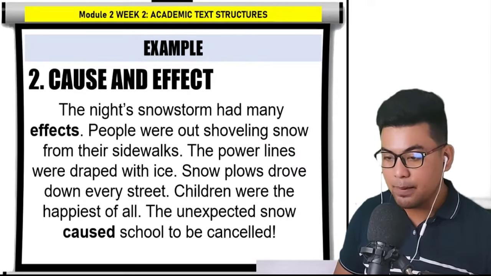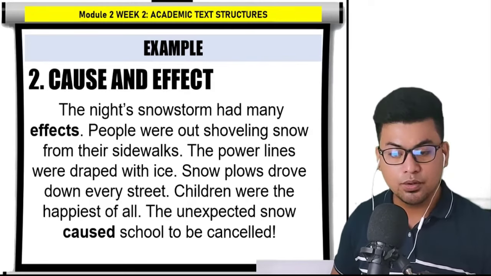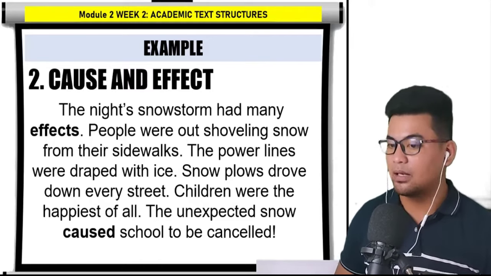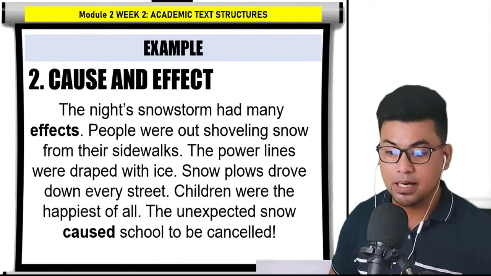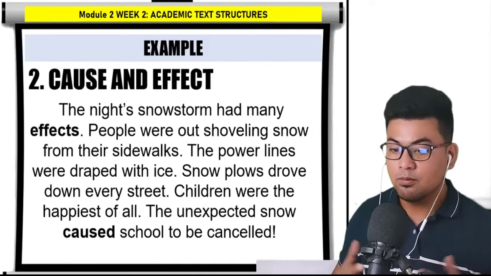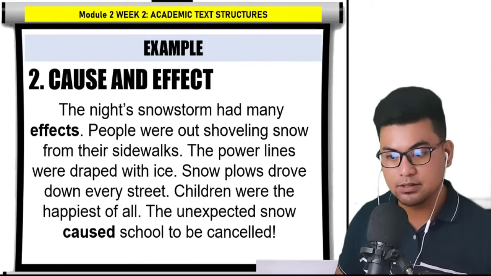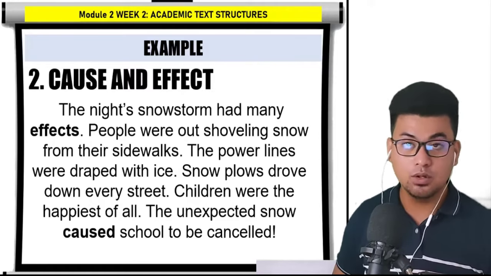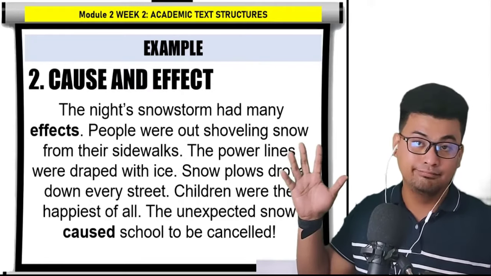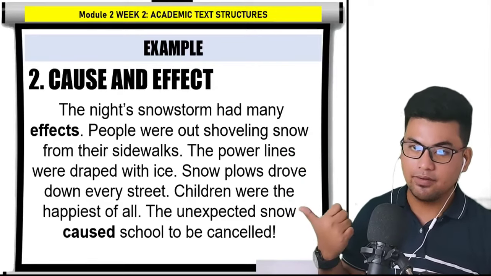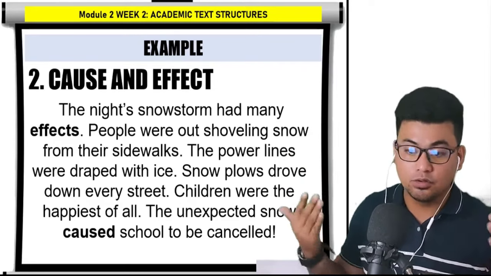Let me read this paragraph. The night snowstorm had many effects. People were out shoveling snow from their sidewalks. The power lines were trapped with ice. Snow plows drove down every street. Children were the happiest of all. The unexpected snow caused school to be canceled. Okay, so what's the effect? The night snowstorm had many effects.